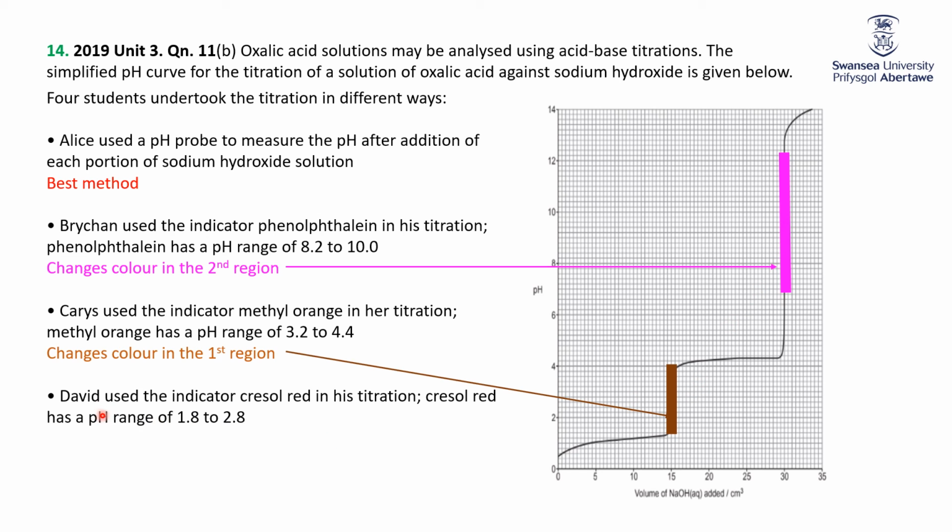Then we come to poor David using cresol red. Cresol red changes 1.8 to 2.8 right there. Way too early. So David wouldn't observe anything. Karras and Brychan would get one of the two possible values, but Alice could determine both of the possible values.